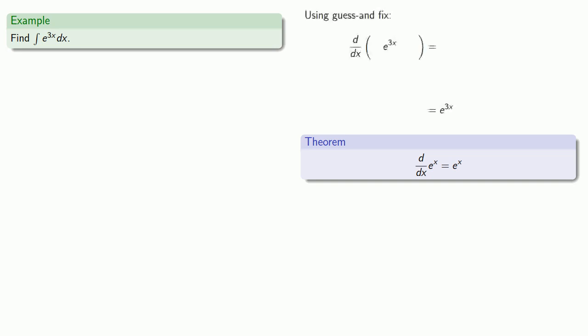Well, let's check it out. If I differentiate e to the 3x, then I get e to the 3x times 3 because we have to use the chain rule. And it's not quite what we want, but that's okay. We can fix it by multiplying by 1/3. And again, any added constant won't change the derivative. So our antiderivative looks like it's going to be 1/3 e to the 3x plus c.